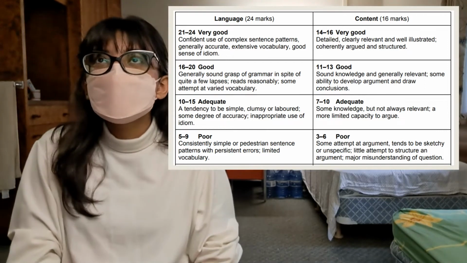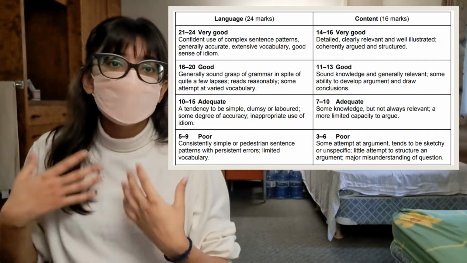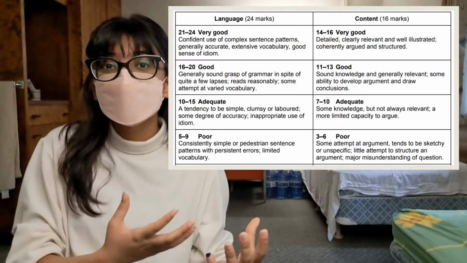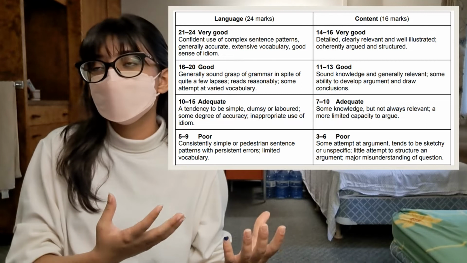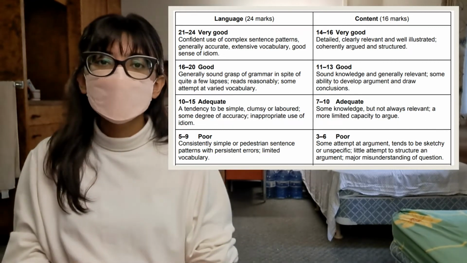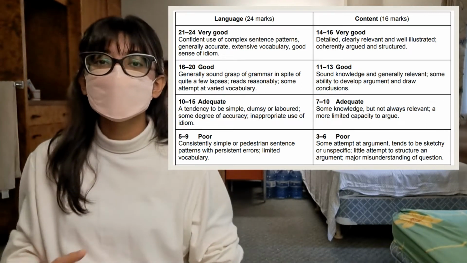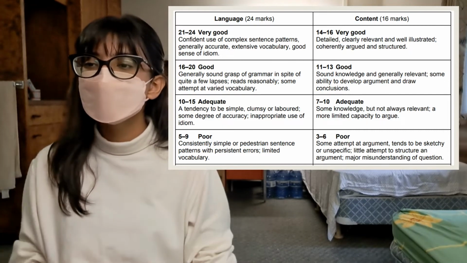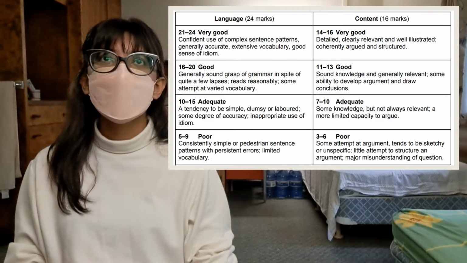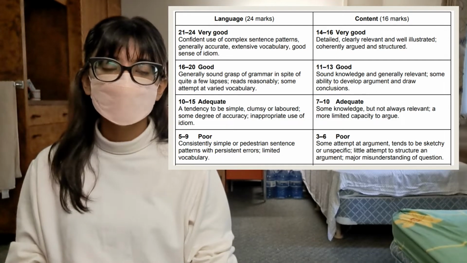So of course, the better the language you have, the better the language points you get, and the better the content you have, the better the content points you get. Now the question is, how do we get good content? How do we get good language? Now, language is basically how you structure your sentences.